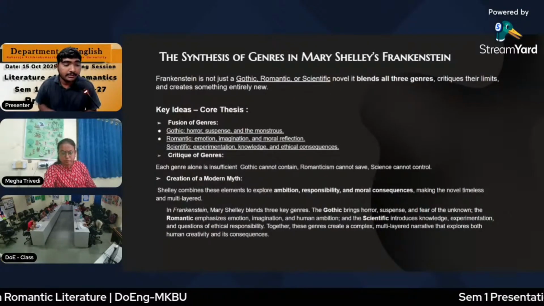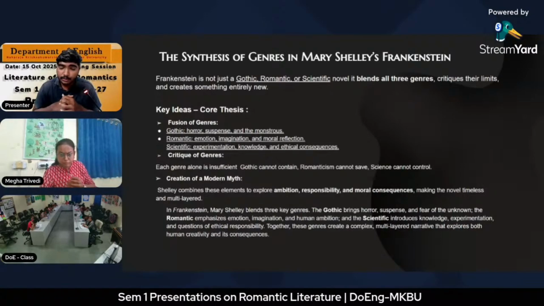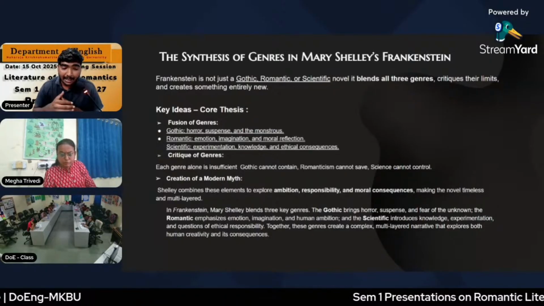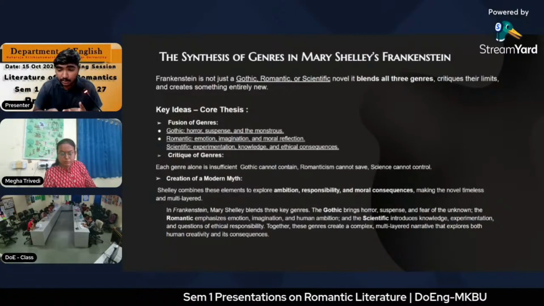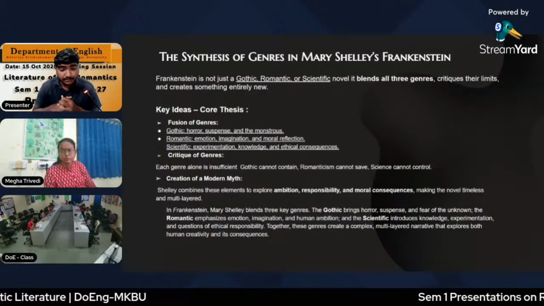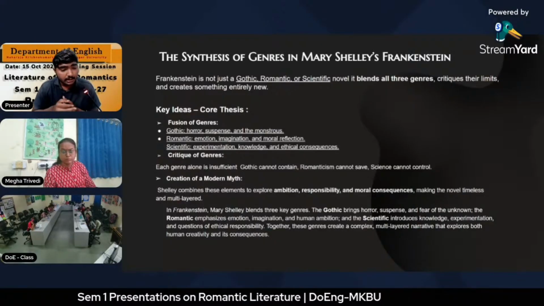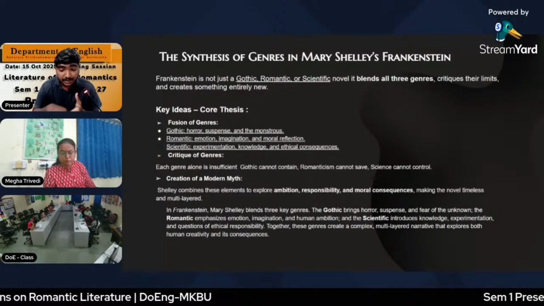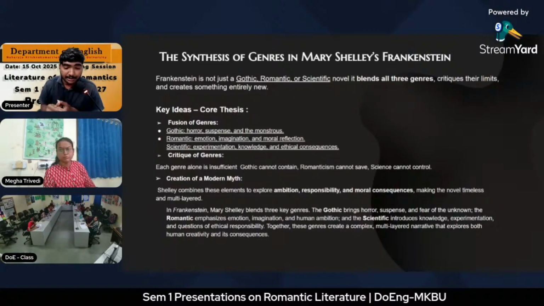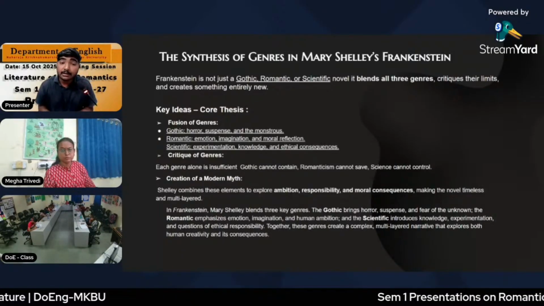Critique of genres: each genre alone is insufficient. Gothic cannot contain, romanticism cannot save, scientific cannot control. A critique of modern myth, combining these elements to explore emanation, responsibility, and moral consequences, making the novel timeless and multi-layered. In Frankenstein, Shelley blends three genres. The Gothic begins horror, suspense, and fear of knowledge. The romantic emphasizes emotion, imagination, and human emotions. The scientific introduces knowledge, experimentation, and the question of responsibility. Together, these genres create a complex, multi-layered narrative that explores both human creativity and its consequences.